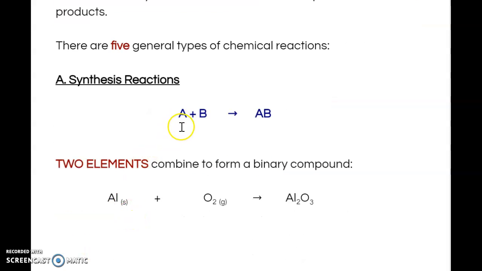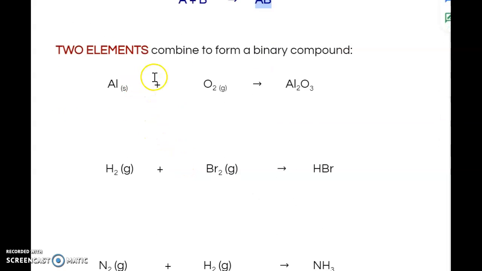This is where you have element A plus element B, or atom A plus atom B, equals one single compound, AB. Okay, so you have two elements combined to form a binary compound. You have aluminum and oxygen to form the ionic compound aluminum oxide. And again, this is not balanced, so we can balance it by looking at, let's start with the oxygen.